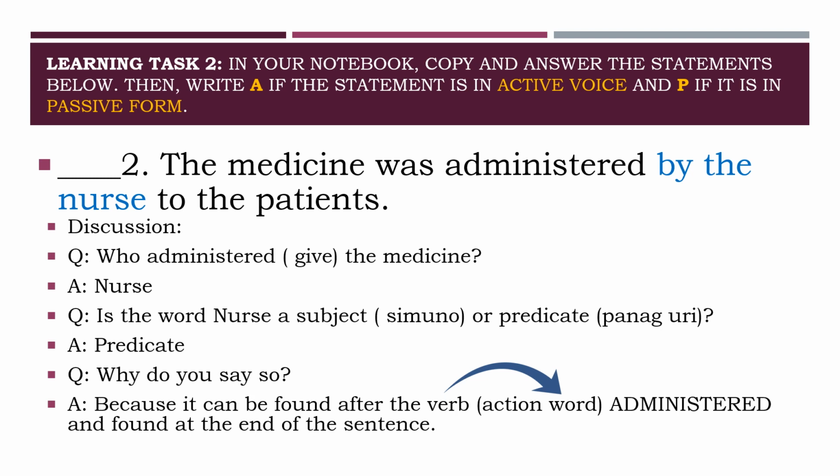And found at the end of the sentence. So alam naman natin yan. Ang unang part ng sentence ay subject, ang pangalawang part ng sentence ay predicate. So dahil ang nurse ay nasa hulihan at siya ay pagkatapos pa daw ng salitang kilos na administered, ngayon ang word na nurse ay naging part ng predicate. Now, in this example, the word medicine becomes our subject and therefore receive the action done by the nurse. Therefore, number 2 is letter P, or passive.